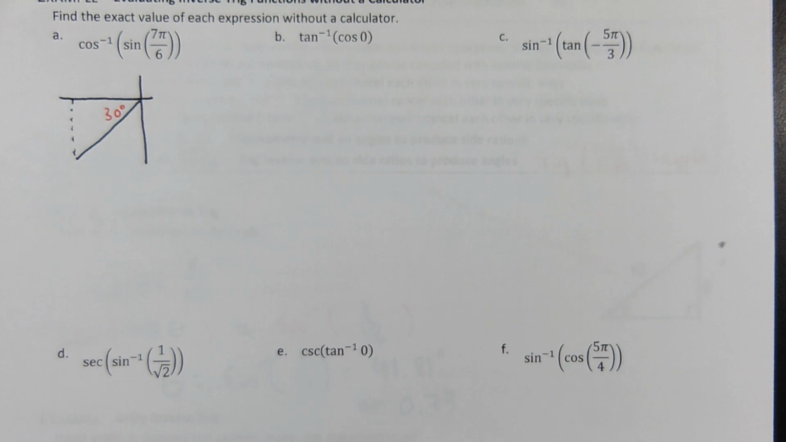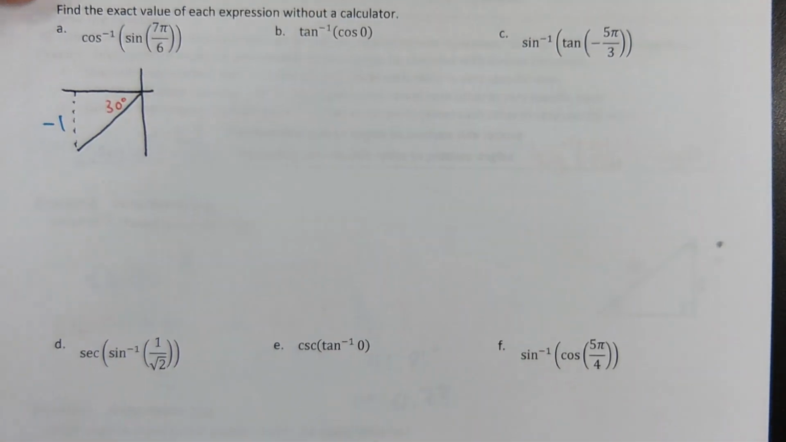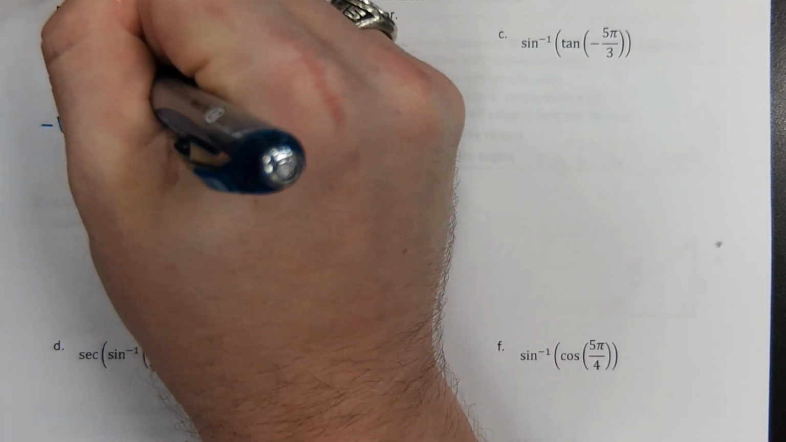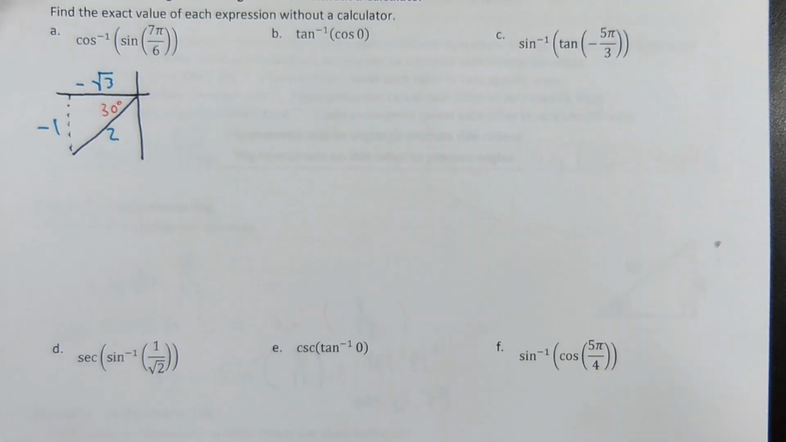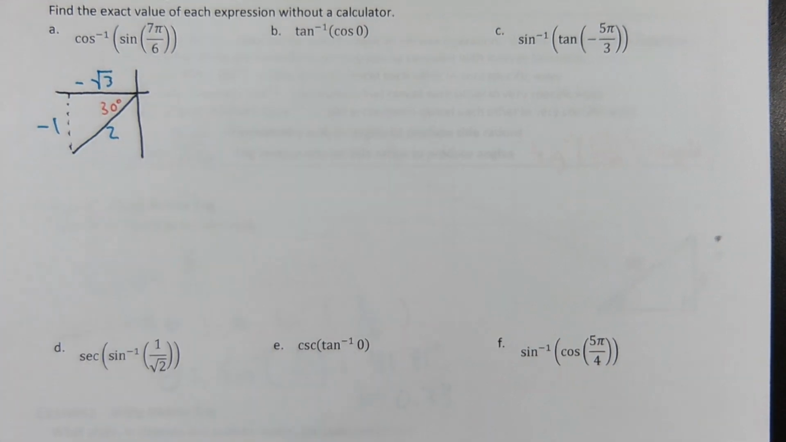Alrighty, well anyway, we're in quadrant 3, and in quadrant 3, x and y are both negative. We have a -1 across from our 30. That means we have a -√3 next to it, and a radius of 2. Sine is y over r. So sine of 7 pi over 6 is -1/2.